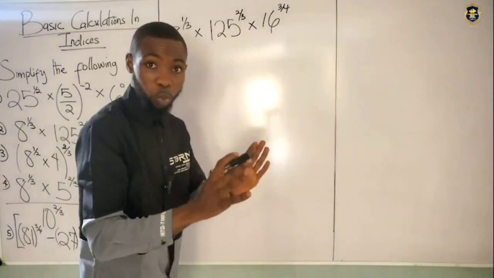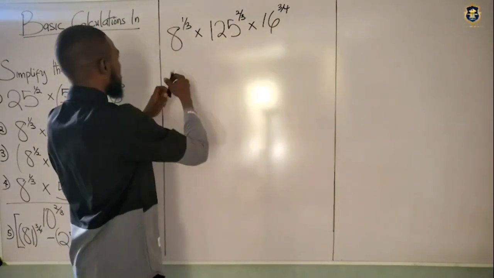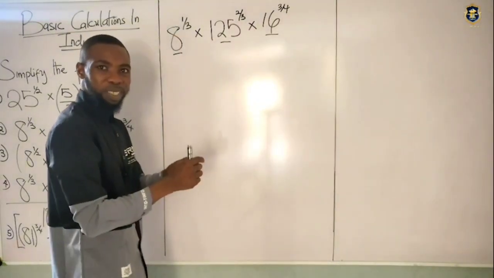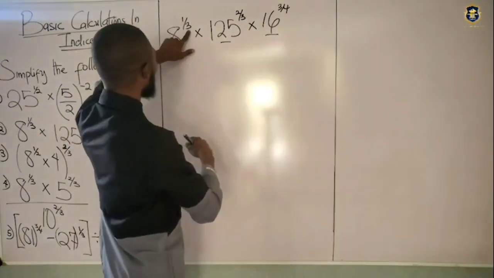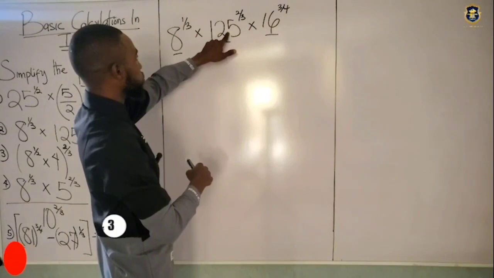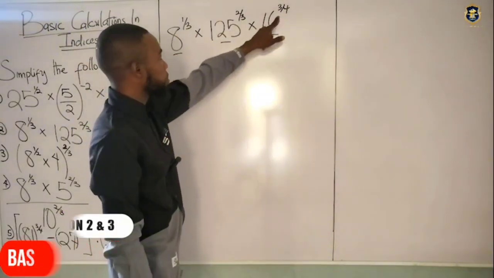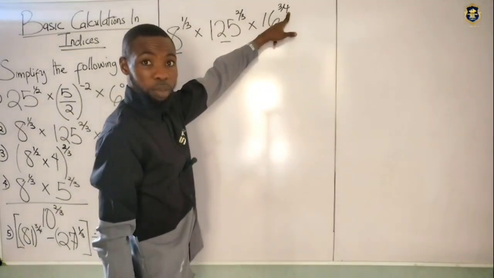It's very simple. What we do here is look at these bases. This base, this base, this base. We are going to be reducing the base such that its power will be equal to 3, reducing this base such that its power will be equal to 3, and reducing this base such that its power will be equal to 4. Right? What do I mean?